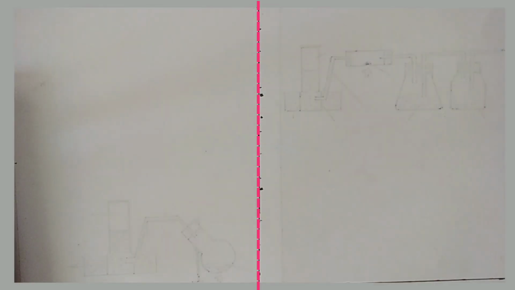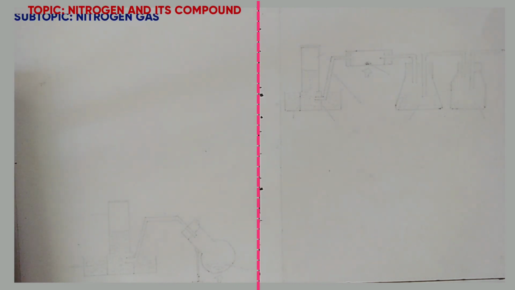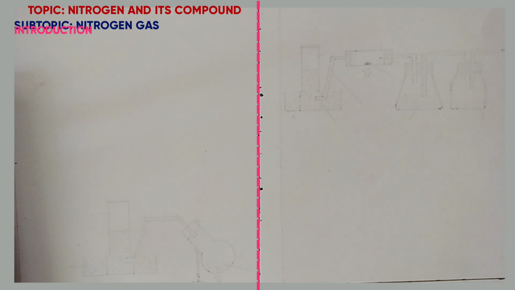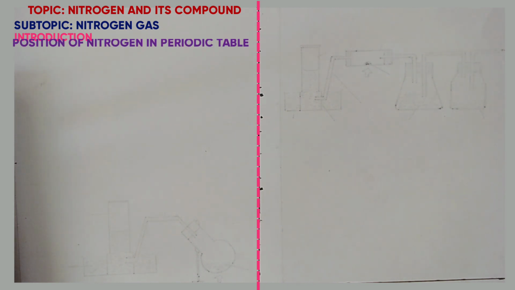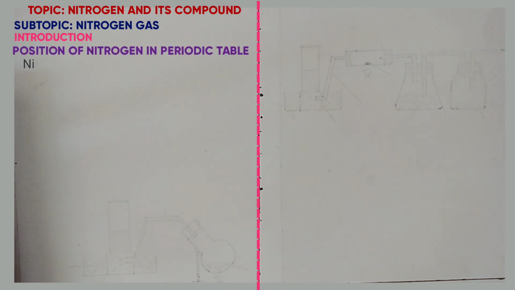Welcome learners. Our daily lesson is nitrogen and its compounds. Subtopic is nitrogen gas. This is how to prepare it in the laboratory. Now first begin by looking at the introduction, which is the position of the nitrogen element in the periodic table. It is atomic number 7, therefore it's found in group 5, period 2.